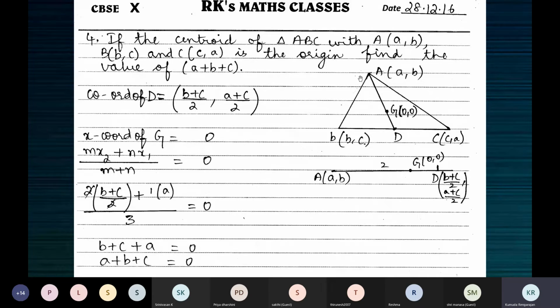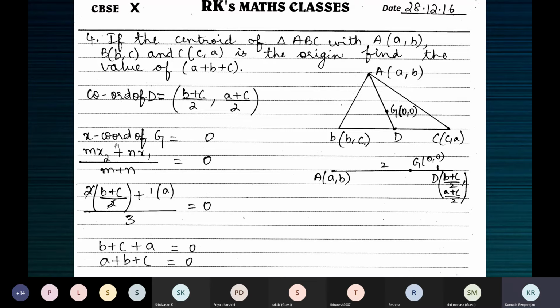I was trying to say that if it is 1 mark, you can do that. Earlier, if it was not for 1 mark, you had to show the steps. For that, you have to take a median. So I have taken the median AD. Find the coordinates of D using the midpoint formula. So it will be B plus C by 2, comma, C plus A by 2: x1 plus x2 by 2, y1 plus y2 by 2.